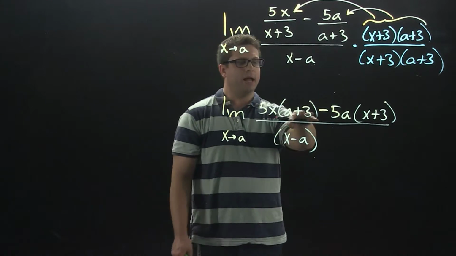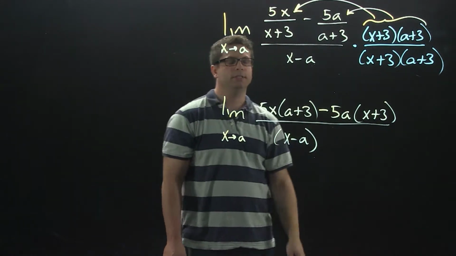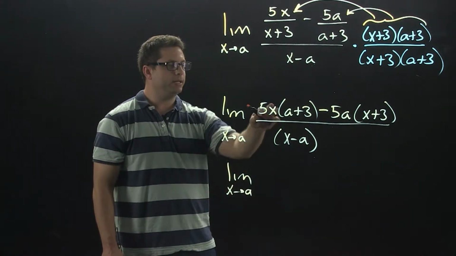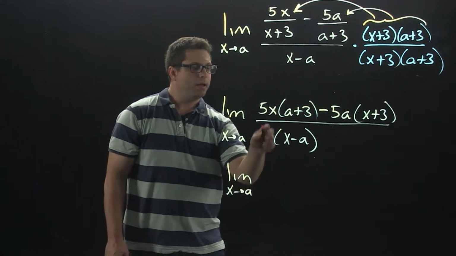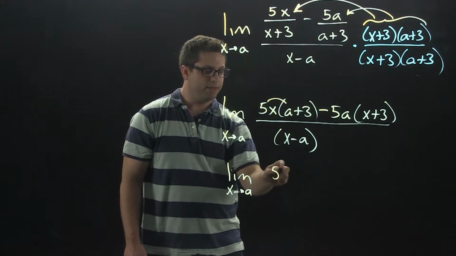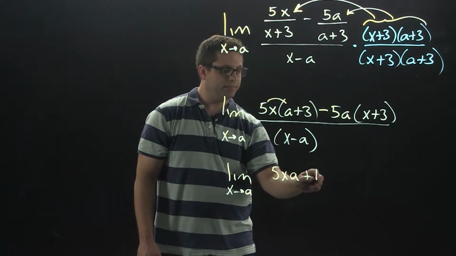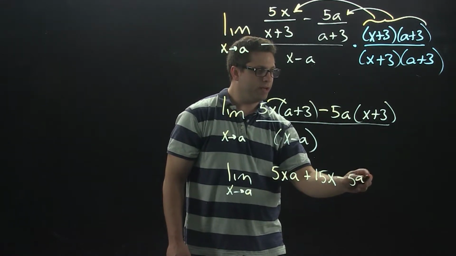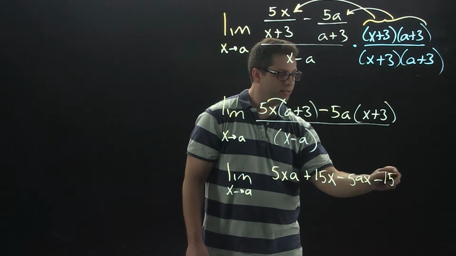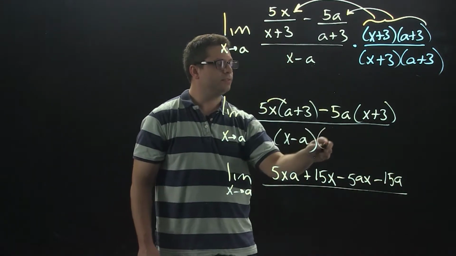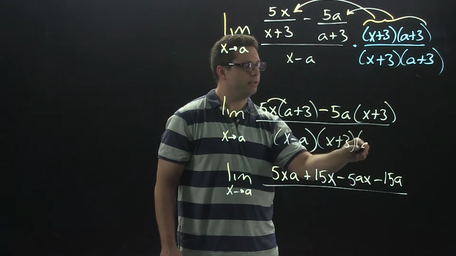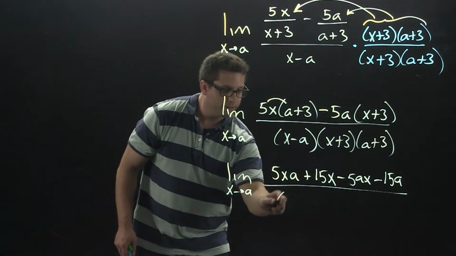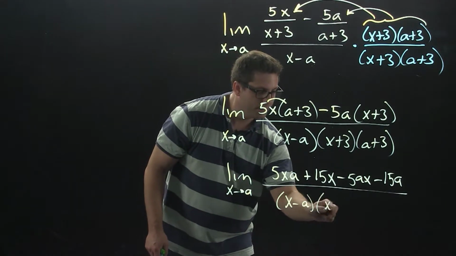Okay, I'm going to distribute all of this out to see what we get. Hopefully something will happen and I get an x minus a on top. So the 5x, I'm going to get 5xa plus 15x, and then here I'm going to get minus 5ax minus 15a. Oops, forgot that these are down here as well. So I'm going to put them back down here.